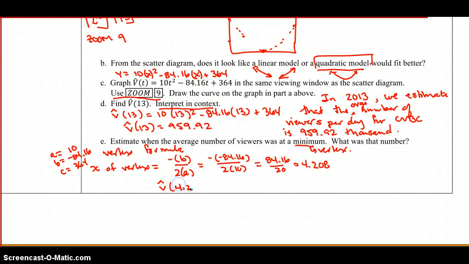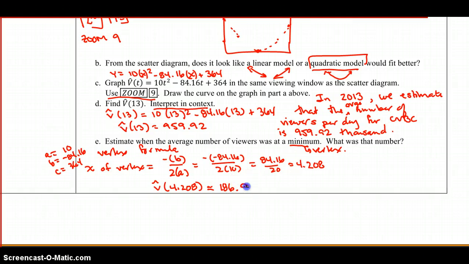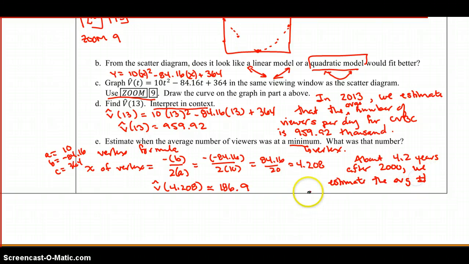So we plug this into our function, and we would get about 186.9. Okay. So again, if we interpret this, that tells us about 4.2 years after 2000, again, we estimate the average number of viewers per day is 186.9 thousand.